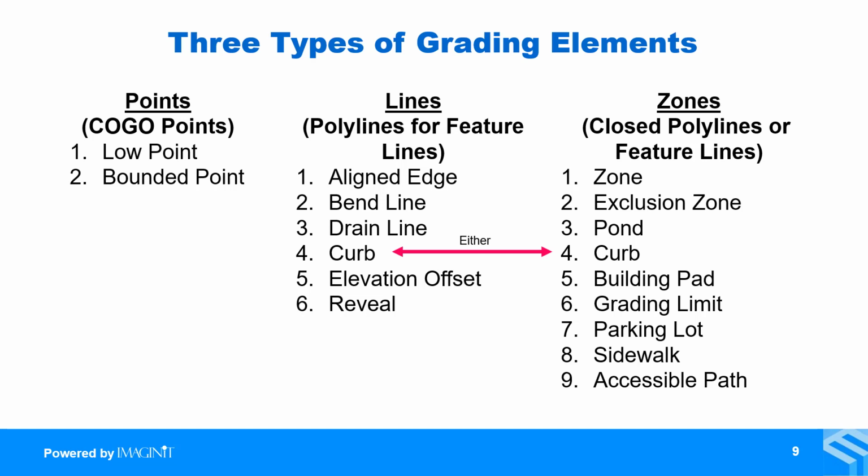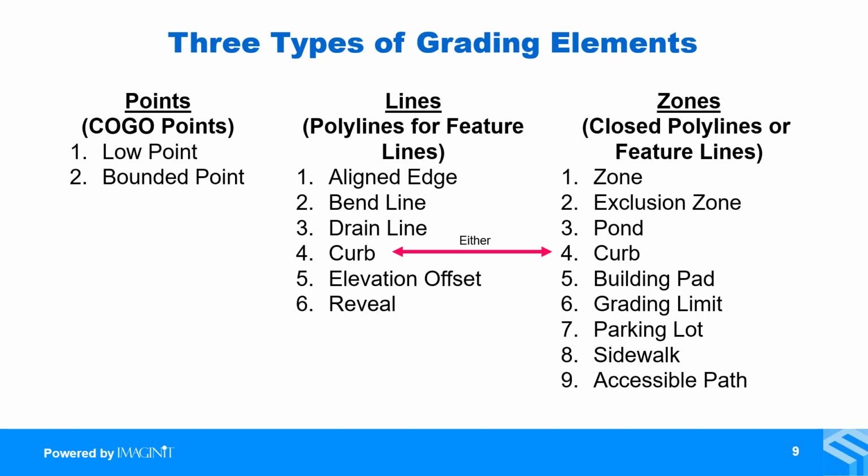Under the lines category, which can be either polylines or feature lines, these elevations will then be changed regardless of which object I choose. I can have aligned edges. I can have bend lines, which we'll go over the definition of in just a minute. Drain lines for draining definitions along a line. Curbs, so I could add my curbs in automatically and create an offset. Elevation offsets to define elevation differences between two disparate zones. And then reveals, which are used in conjunction with building pads to place things like ramps and stairs.